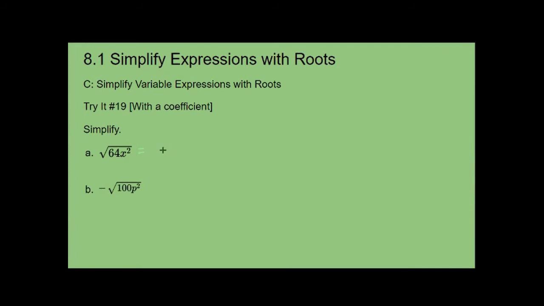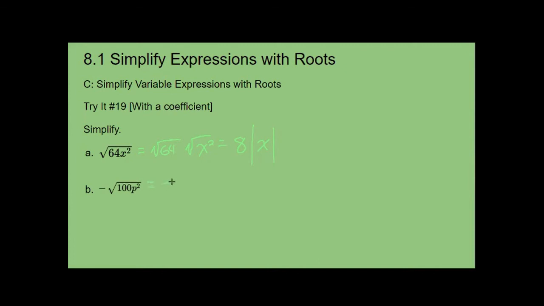So let's go ahead and split this up as the square root of 64 times the square root of x squared. Square root of 64 is 8. 8 times 8 is 64. Now we're taking the square root of x squared, which means it's the absolute value of x because it is an even root. So we need that absolute value there.